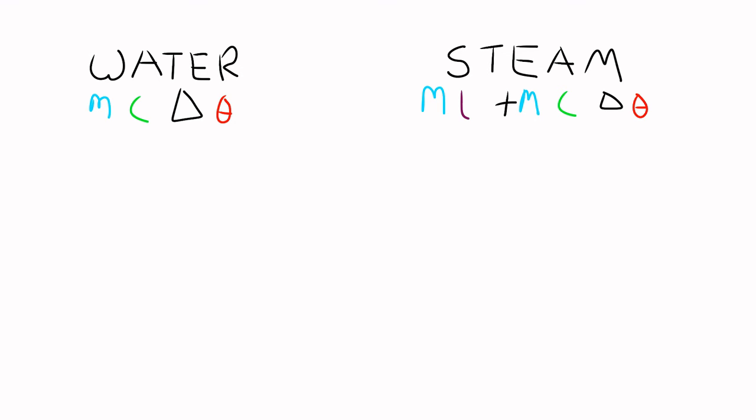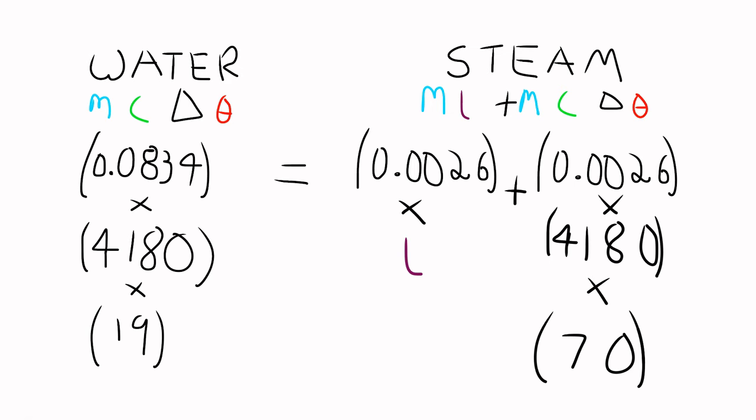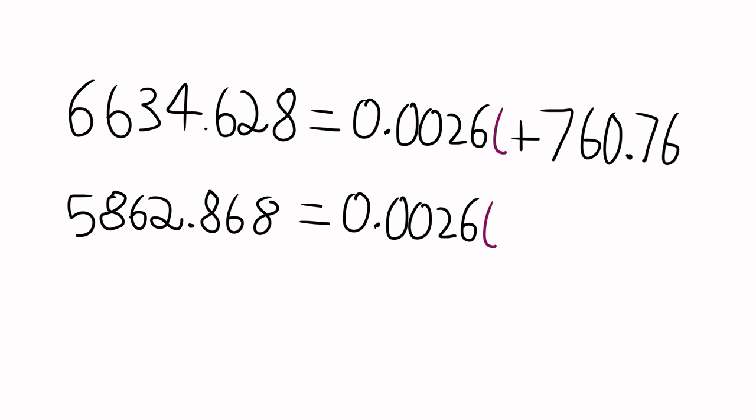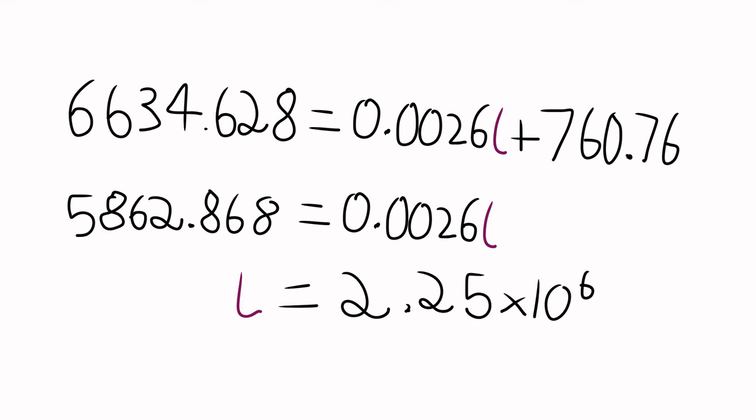So then using the mcΔθ equations we got earlier, you're going to convert those masses into kilograms, so you're using SI units, and then just multiply it all out. So you only have one unknown, which is L, which is what we're looking for. Once you multiply that out, you want to move all your numbers to one side, have your L on the other side, then divide both sides by 0.0026, then you'll have L is equal to 2.25 times 10 to the 6. You need your units, joules per kilogram.